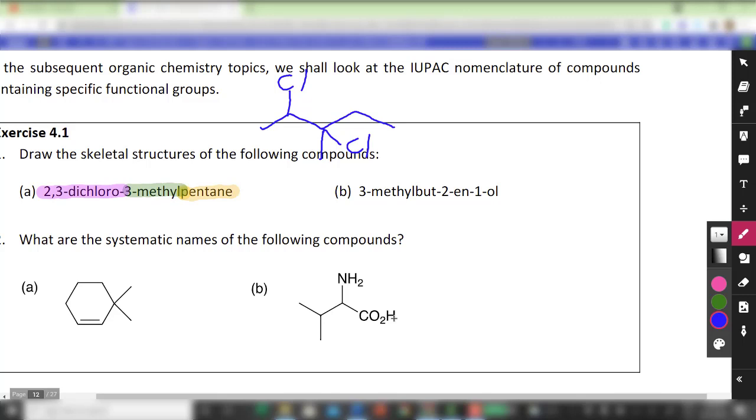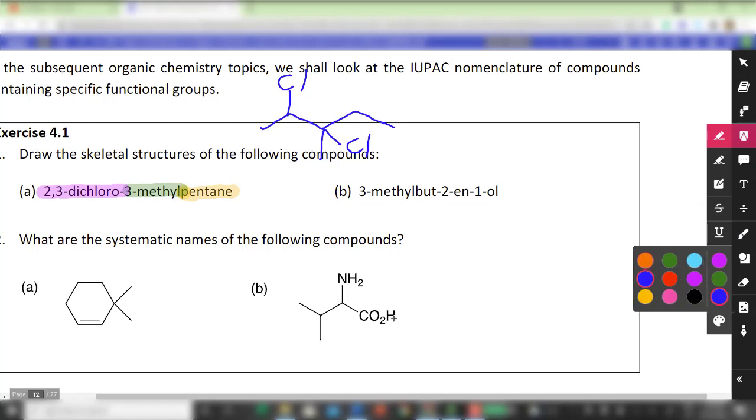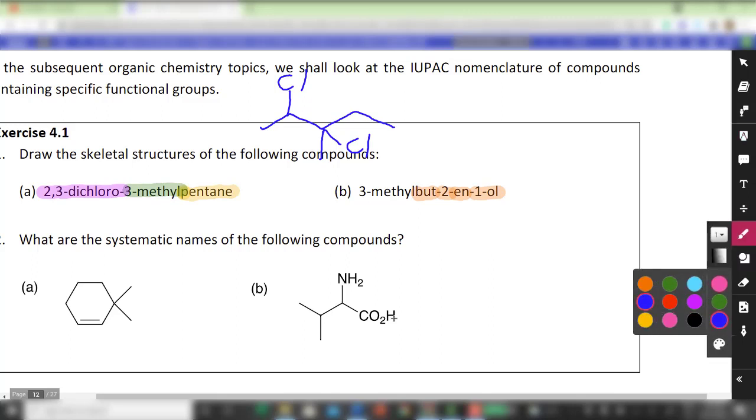Next we have 3-methylbut-2-en-1-ol. Oh wow, that's quite a mouthful. But not to worry, we'll look at it slowly. We look at the parent first, which is butane. Basically it's an alcohol with an alkene. The alcohol is at the first position and the alkene is at the second position. So I'm going to try to draw it out first.